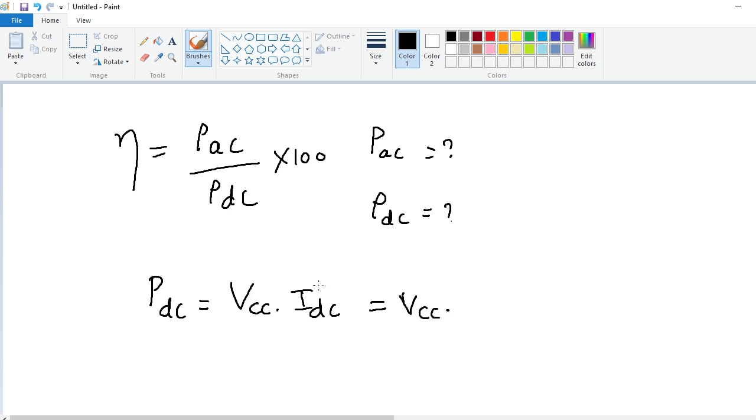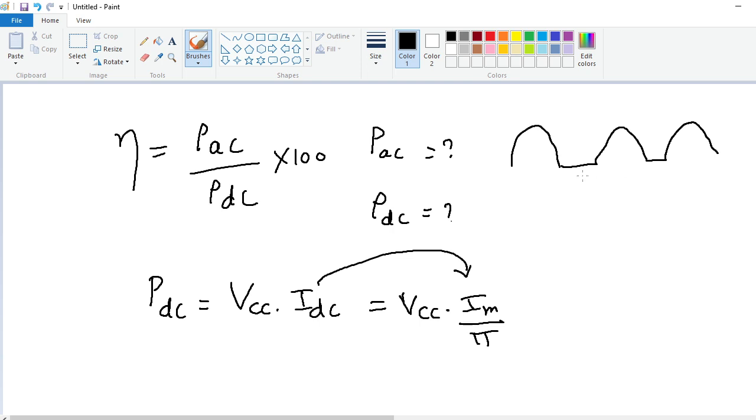Fine. DC current is equal to Im divided by pi. So here only one half cycle conduction is there. So it seems like a half wave rectifier output waveform. In a half wave rectifier, IDC is simply Im by pi. So here the same logic is applied. So DC current is equal to Im by pi. But here two transistors are used. That's why it is multiplied with 2, 2 into Im by pi. So finally we get 2 into VCC into Im divided by pi.